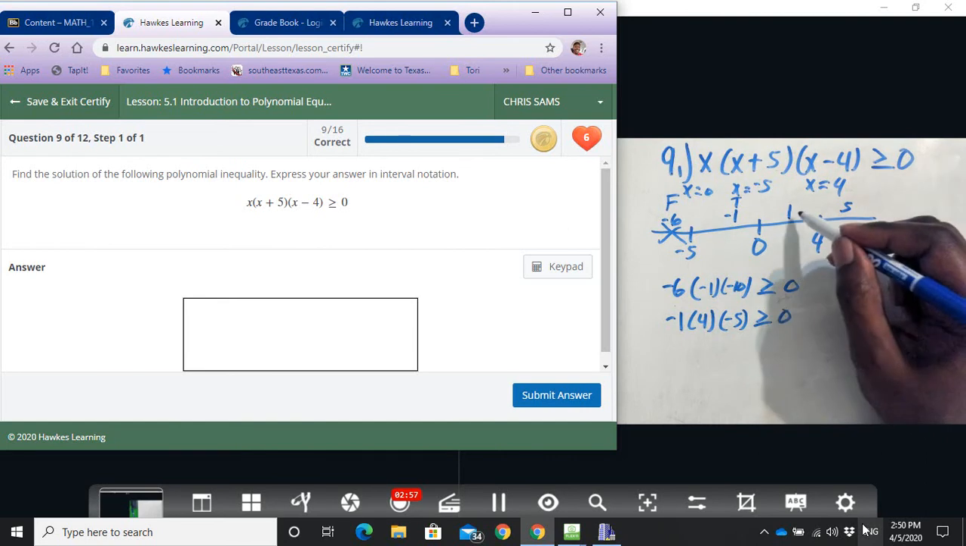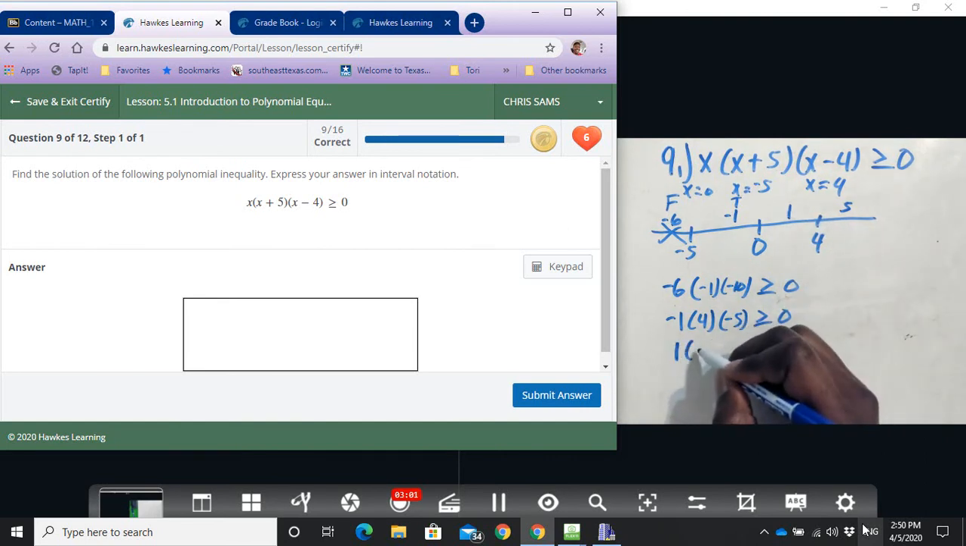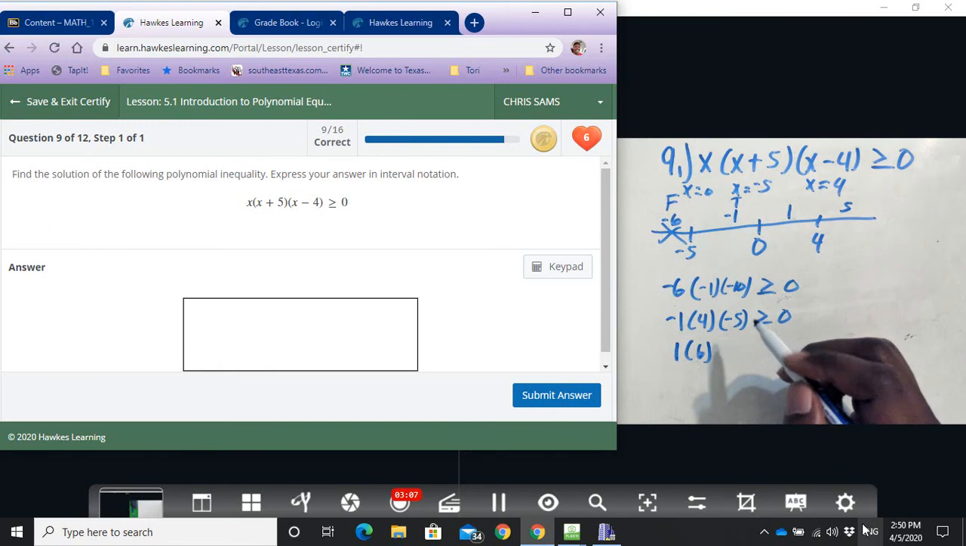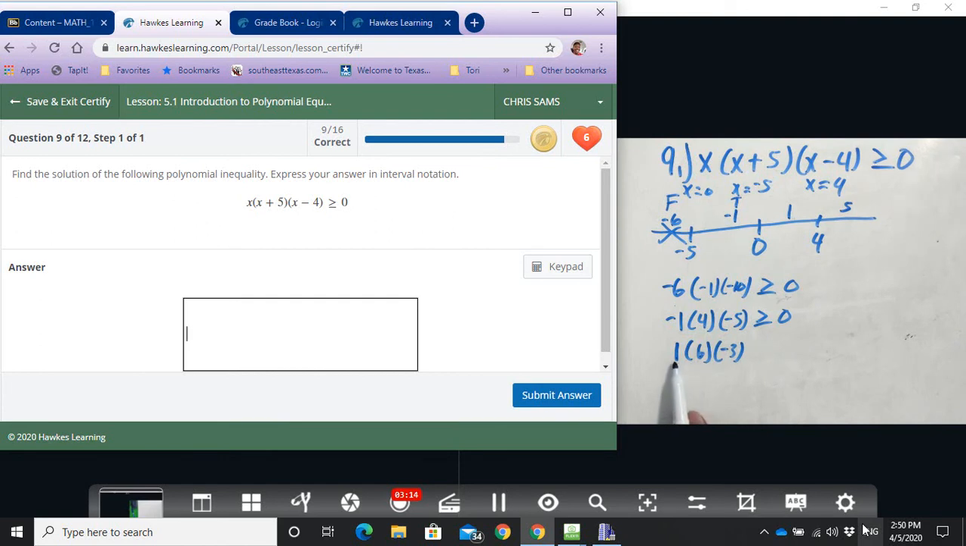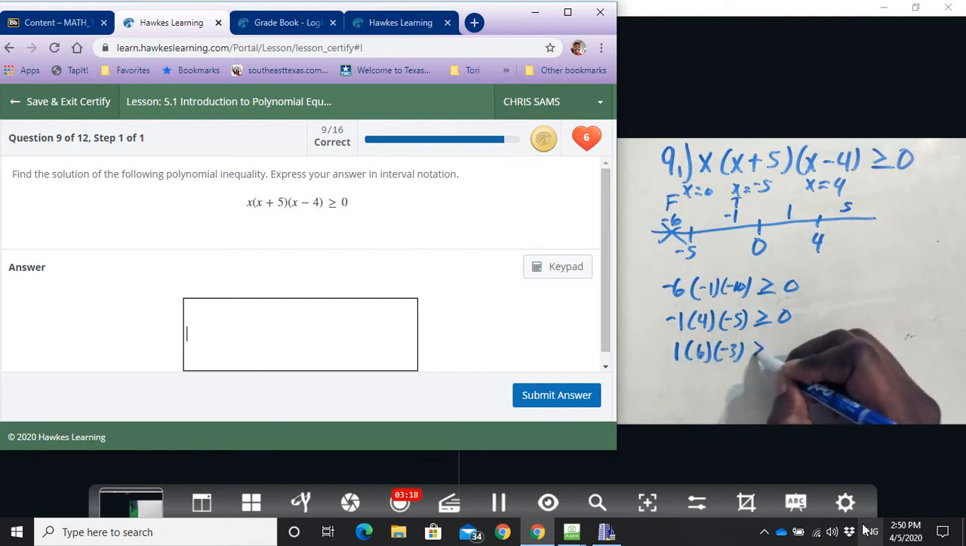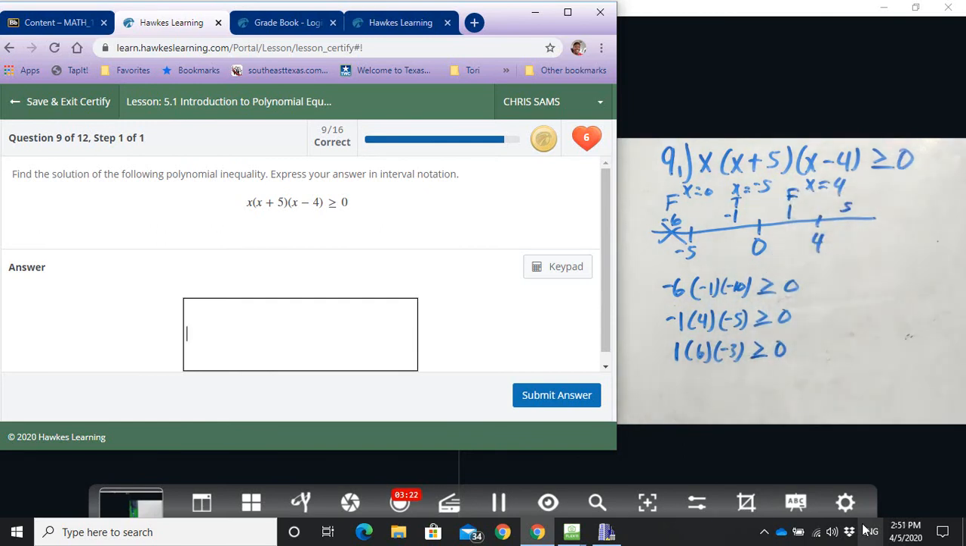And now we will try positive 1. So we get a 1. 1 plus 5 is 6. And then 1 minus 4 is negative 3. And positive times positive is positive. Positive times negative is negative. This is not greater than or equal to 0. So this part is also false.